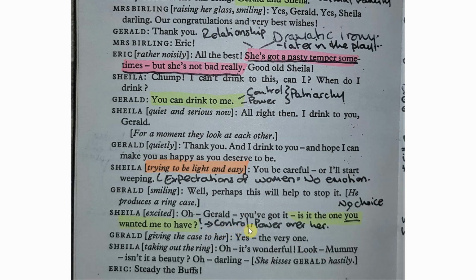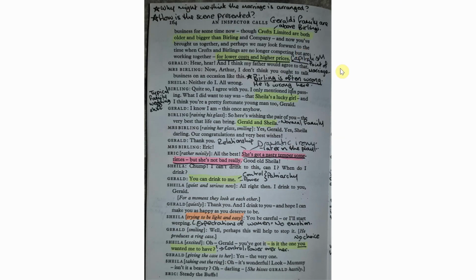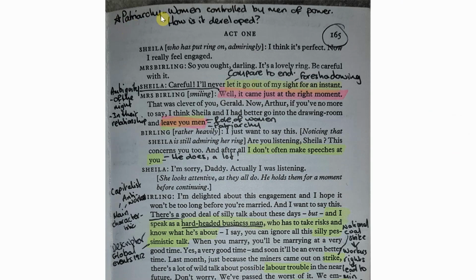This again shows Gerald has control over Sheila and that he has power over her. And one of the key features of Gerald's character is wanting control and power over women. And we'll see that emerge when Gerald's story finally comes out. Now, as we move on, I want you to think about patriarchy. We talk about how that shows women controlled by men of power, but how is it developed through the rest of this section of Act 1?